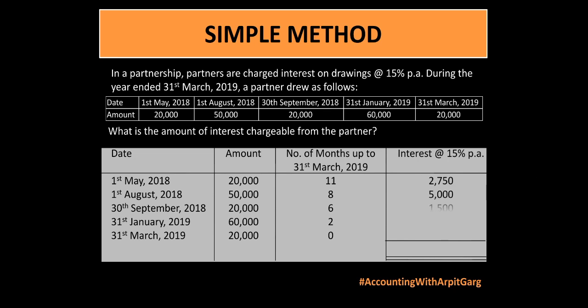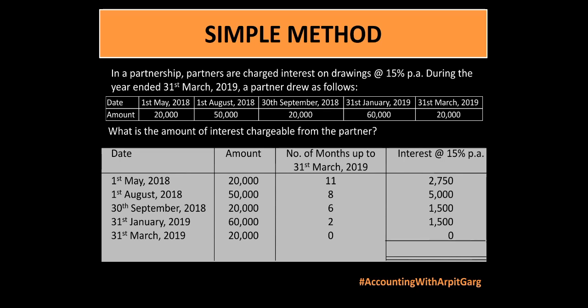Then let's calculate interest according to these. So 20,000 into 15% into 11 by 12, as it is per annum, so we will convert these months into years by dividing by 12. Then 50,000 into 15% into 8 by 12, 20,000 into 15% into 6 by 12, 60,000 into 15% into 2 by 12, and 20,000, no need to calculate, as we multiply any number with 0, we will get 0 only.